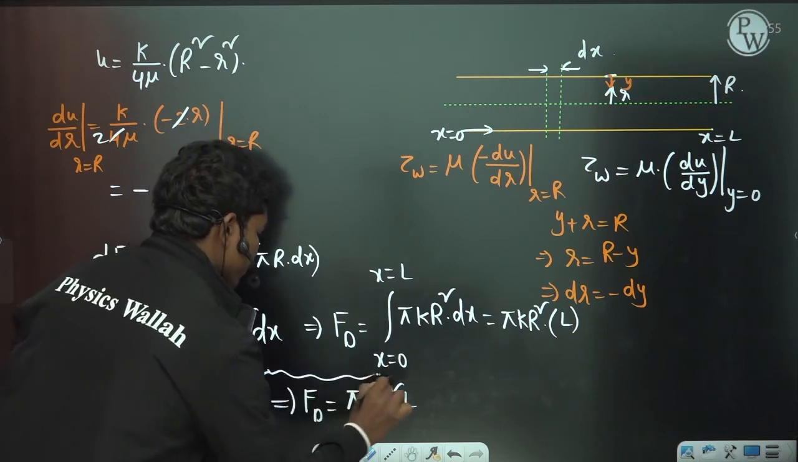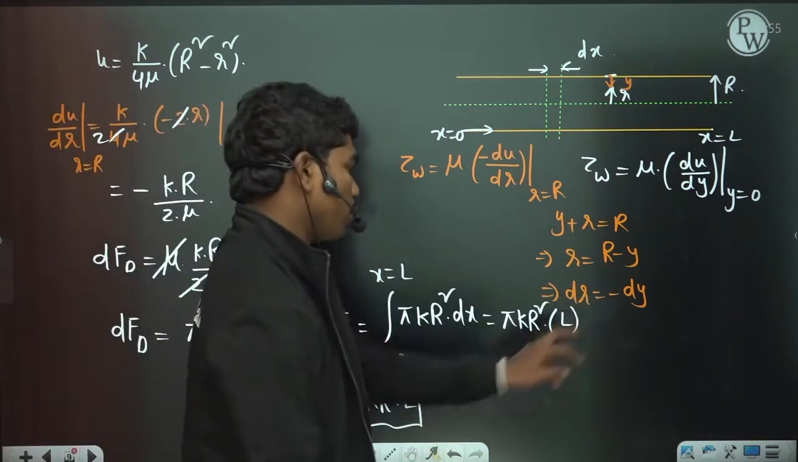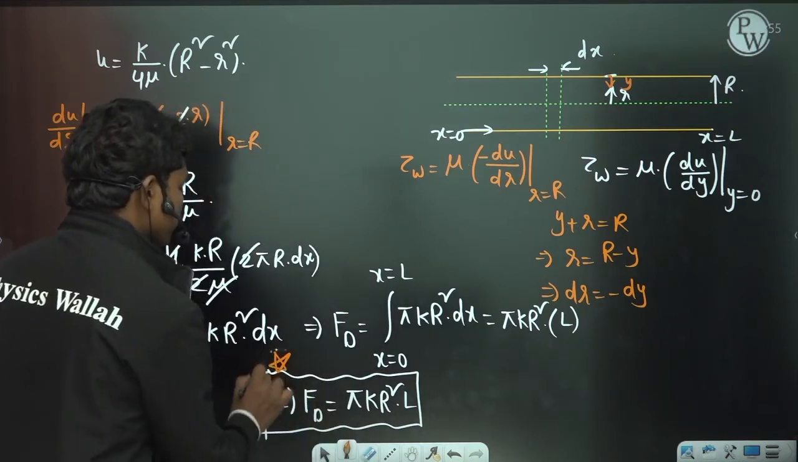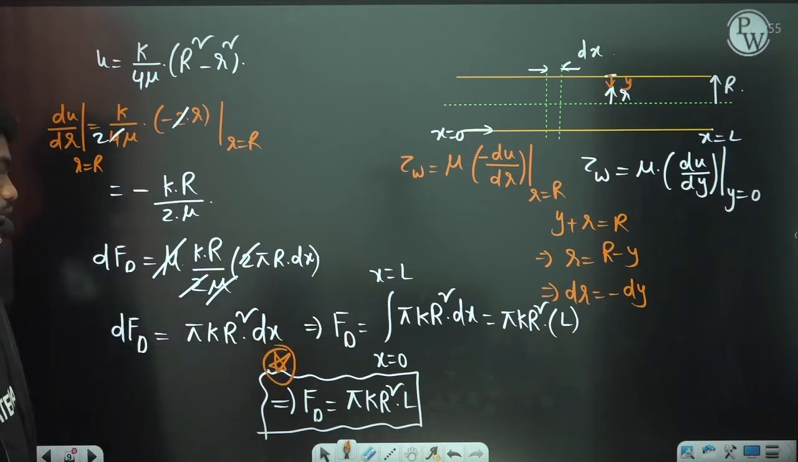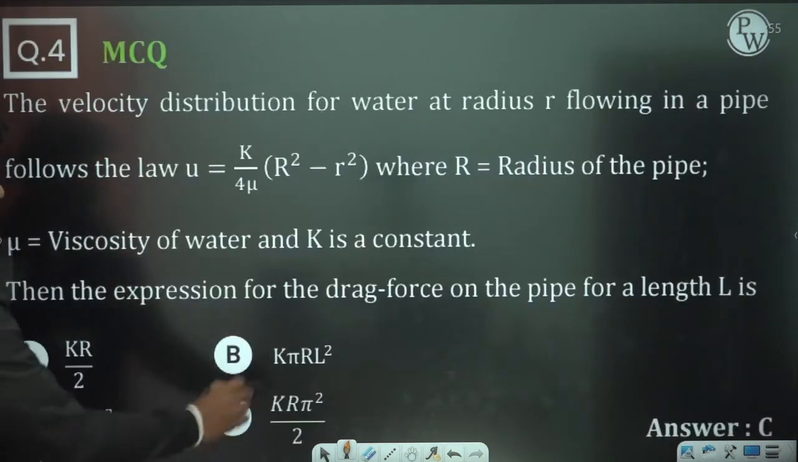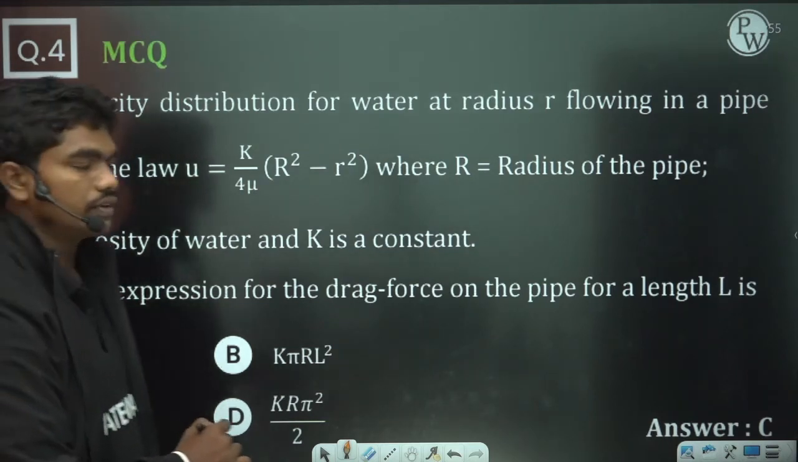Clear? This is the total drag force that is acting on the plate, of course. Very simple question. We just need to calculate the velocity gradient and integrate it. That's it. So pi K R square L. This is not pi K R L square, but pi K R square L. So option C is the correct answer for this question.